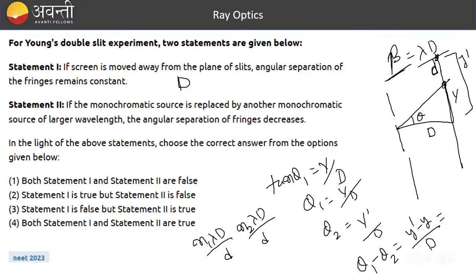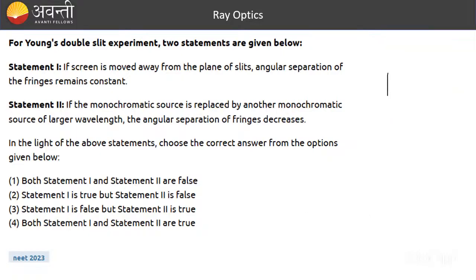And if n1 and n2 are consecutive, then if n1 is 3, then n2 will be 4. So if you subtract, you will get lambda D by d into 1. So angular separation is how much? Lambda by small d. Simple. So whenever you have to calculate angular separation, what will you do? Linear separation is lambda D by d. Simply divide this whole thing by capital D. Then you will get the angular separation. Sorry, this is lambda, so that is lambda by d. Done it? So this is the angular separation.